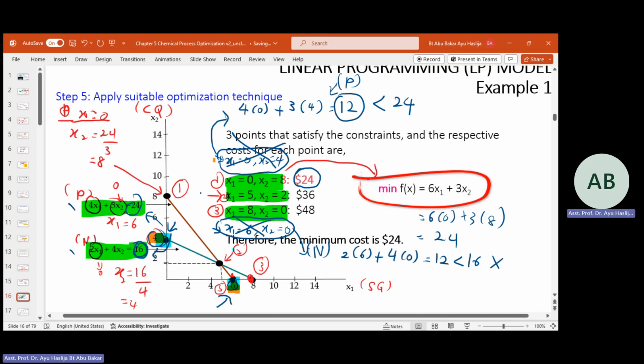Once you find the correct amounts of X1 and X2, plug them into the objective function equation. The aim is to minimize the cost. So that's how you get the minimum cost.